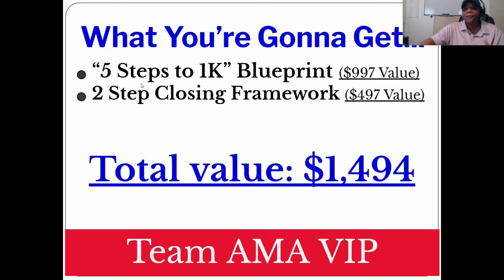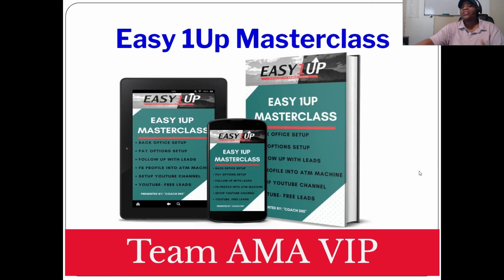So what you have so far is the 5 Steps to 1K Blueprint. That's a $997 value. And then you have the 2-step closing framework, which is a $497 value. So far you have a bonus total value of $1,494.